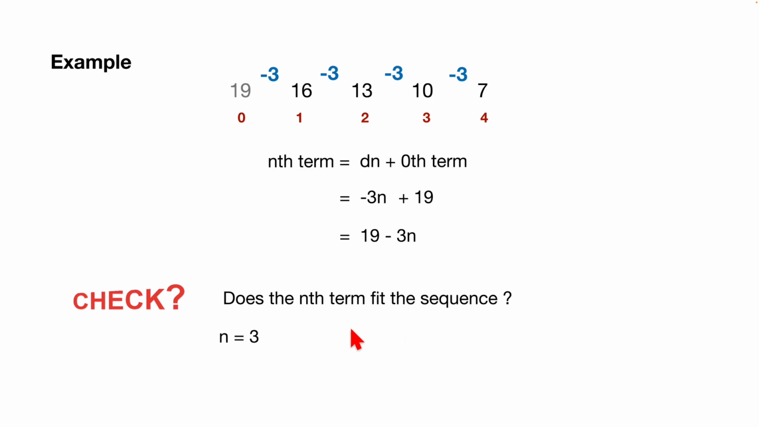Does the nth term fit the sequence? Randomly chosen 3. The third term equals 19 minus 3 times 3. This is 9. That gives us 10. And the third term is 10, which is good. I hope this helps find the 0th term. We'll have a little practice later.